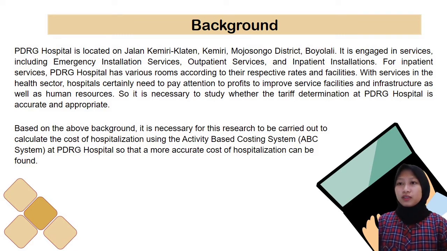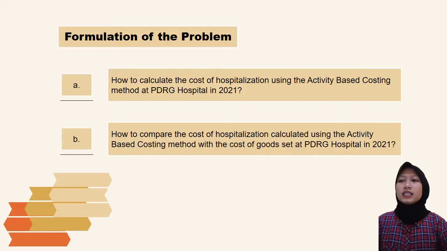Based on the above background, it is necessary for the research to be carried out to calculate the cost of hospitalization using the activity-based costing system or ABC system at PDRG Hospital so that a more accurate cost of hospitalization can be found. The second is formulation of the problem.